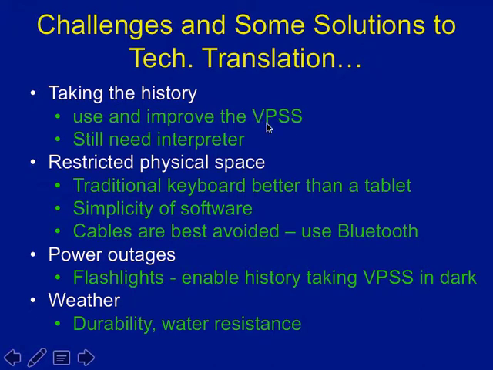I think we've become fans of the VPSS, and we have some ideas of how we would use and improve the VPSS. But we still need to have an interpreter with us, because when we're going to do something like a uroflow study, for example, we still need to have interpretation for those aspects of the visit.